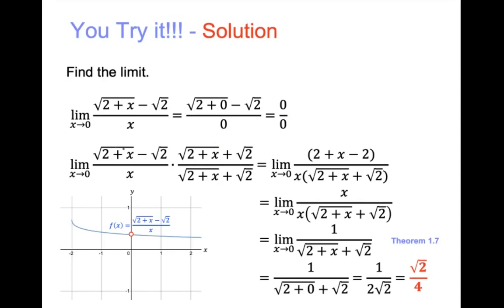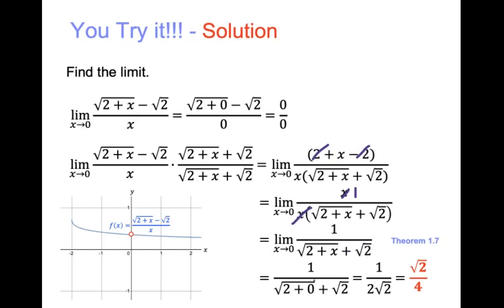So once we distribute the numerators and cancel middle terms, we end up with 2 plus x minus 2 in the numerator. We can cancel out the 2 and negative 2, and then we end up with an x in the numerator, and then we also have a factor of x in the denominator. We can cancel out those factors, and we're left with a 1 on top. And so we have the limit as x approaches 0 of 1 over the square root of 2 plus x plus the square root of 2.